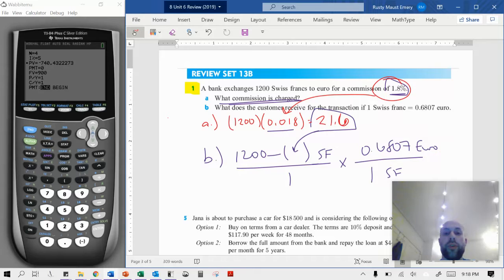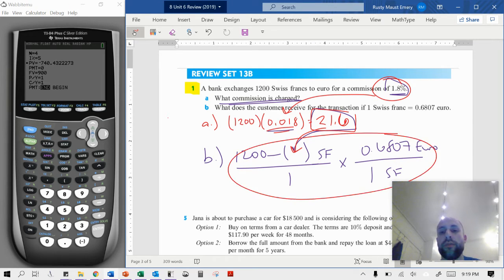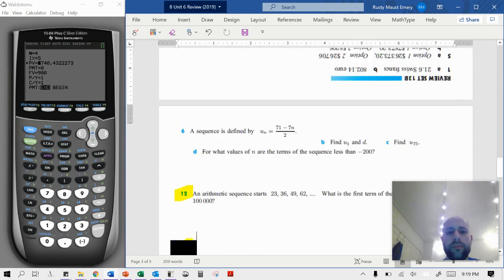In the previous video, I showed you a way that you could figure out how much that you actually are converting or get from the conversion. But in this case, we want to know the commission, so you do need to multiply by that 0.018, and then you need to take that answer, which is 21.6, subtract it from the 1200, and then finish your conversion for part B. Okay, so you can try finishing that one up.